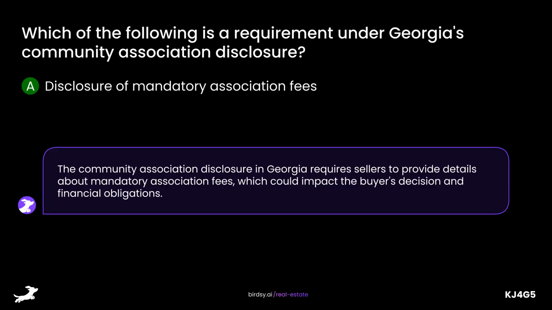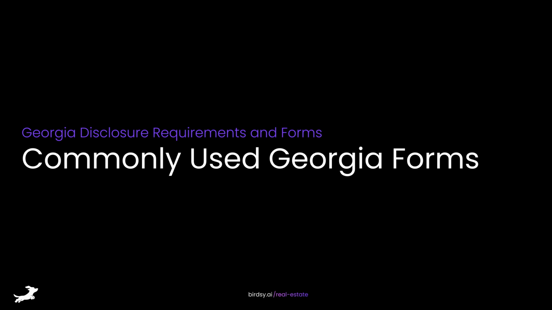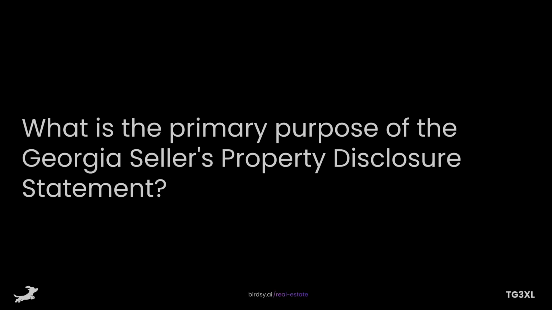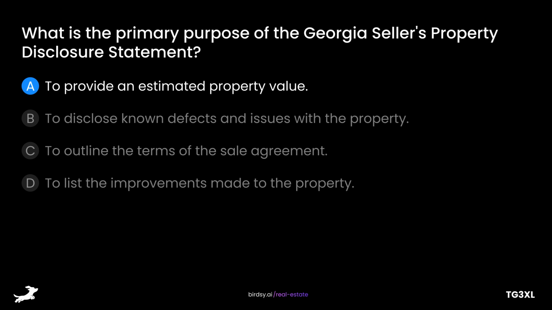The Community Association disclosure in Georgia requires sellers to provide details about mandatory association fees, which could impact the buyer's decision and financial obligations. Commonly used Georgia forms. What is the primary purpose of the Georgia Seller's Property Disclosure Statement? Is it A, to provide an estimated property value, B, to disclose known defects and issues with the property, C, to outline the terms of the sale agreement, or D, to list the improvements made to the property?